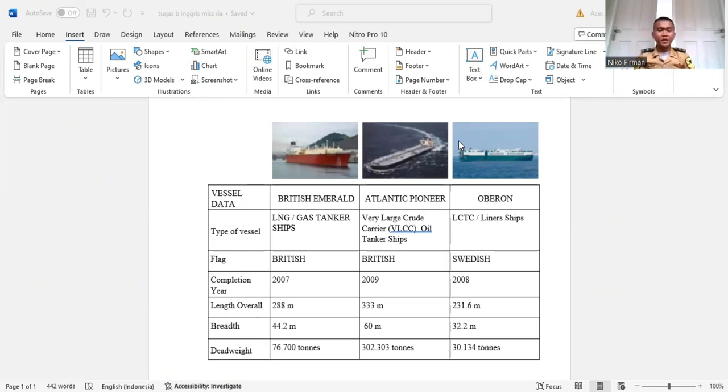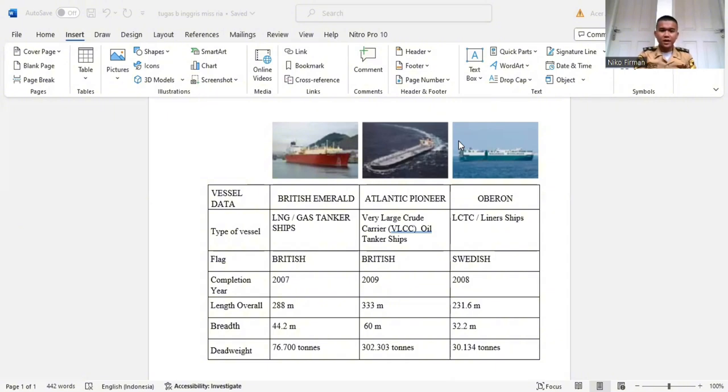And the fifth is breadth. How about the breadth of the three of them? The Atlantic Pioneer is the widest vessel, which is 60 meters. And the British Emerald is wider than Oberon. And the last is dead weight.